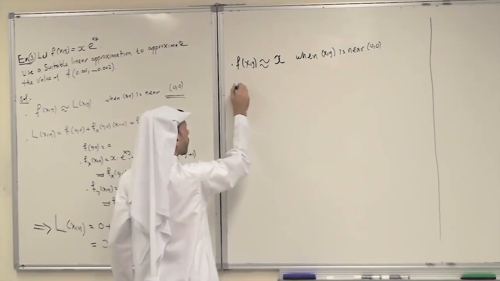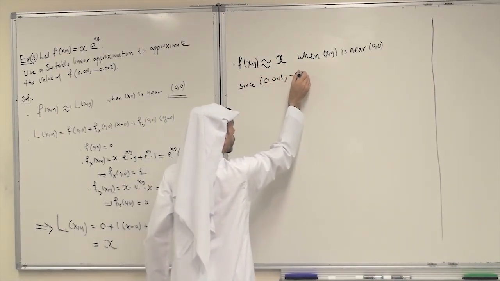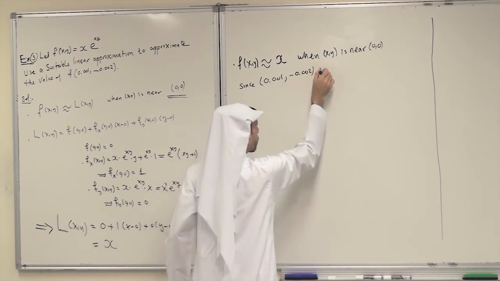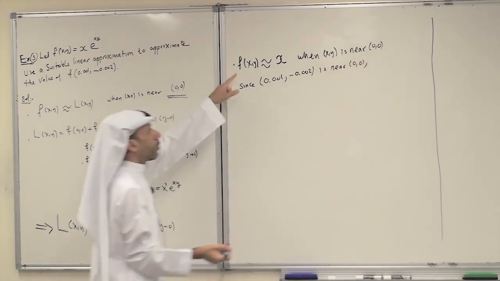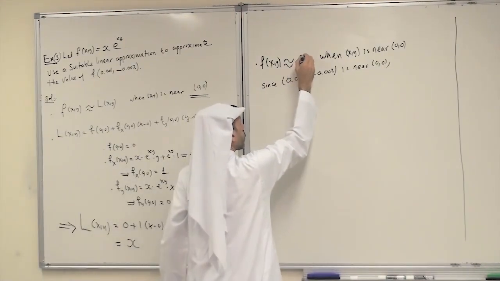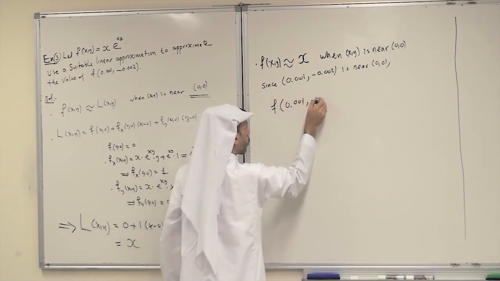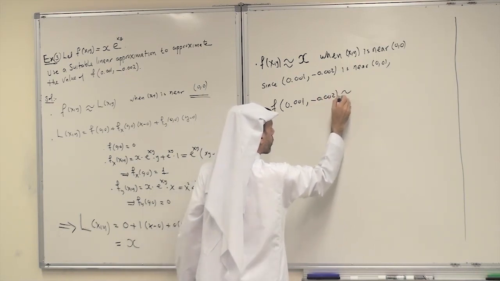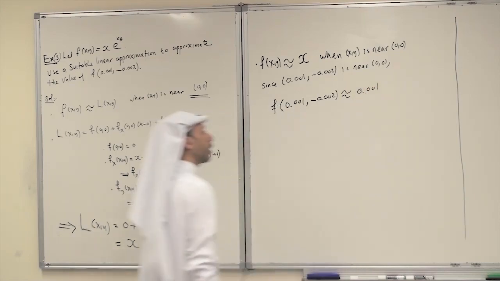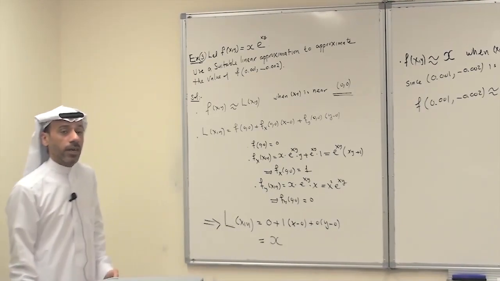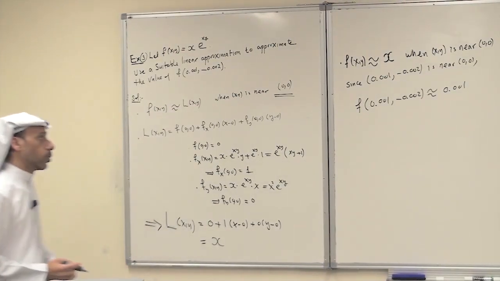So here, since the point (0.001, -0.002) is near the origin (0, 0), we can apply this approximation. So here, f of (0.001, -0.002) is approximately equal to just x, which is 0.001. So this is the approximated value for the function at (0.001, -0.002).